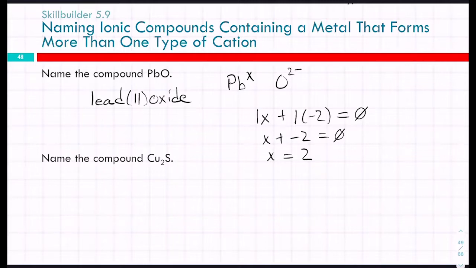So for this next one, does anybody know what the first element is? Copper, cupric. So copper, again, doesn't fall into the list of all of the metals that form predictable charges. And then this is sulfur, but it's an ion, so it becomes sulfide.